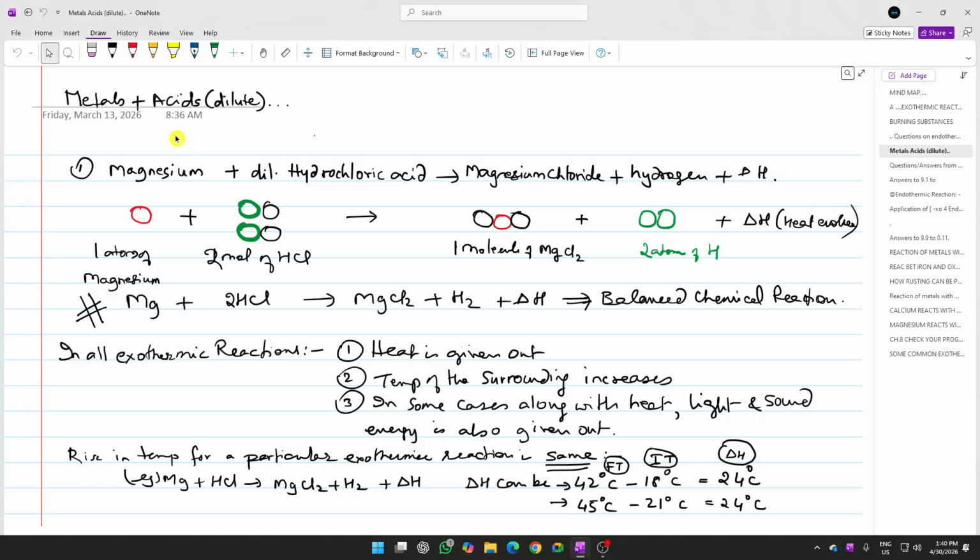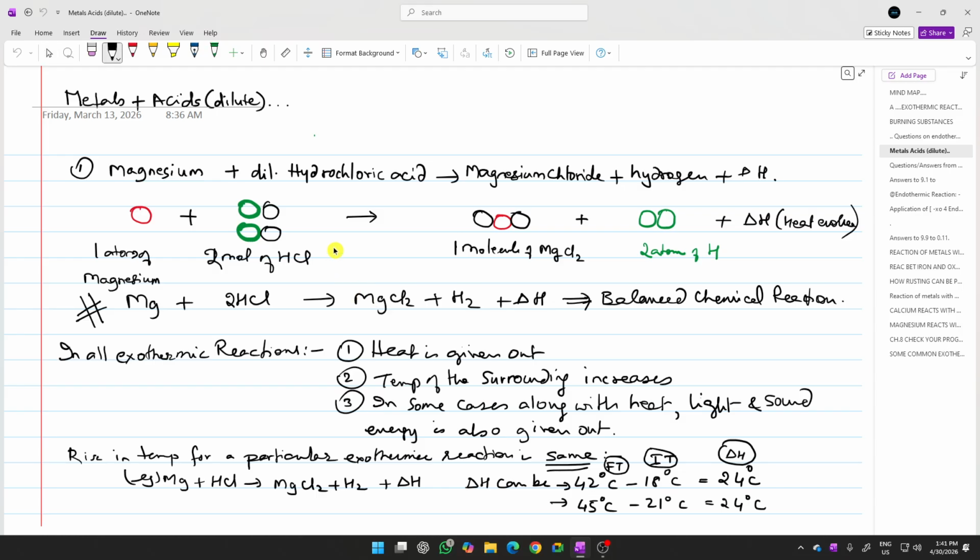So, if you go by this chapter, this is the thing that we have to start with: metal reacting with dilute acids. So let us get started. Let us take an example. Initially, let me tell you, in general, any metal, so let me write that for you.